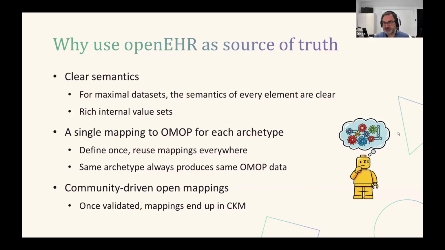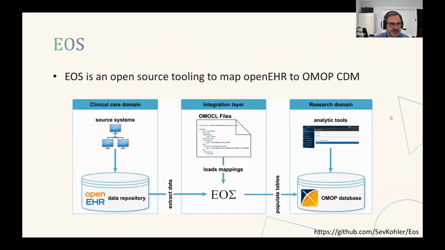And this will mean that this archetype data will always provide the same OMOP data, and that's an improvement. And again, these mappings are proposed right now, but once we validate them in the openEHR CKM, you will get the openEHR archetype, the OMOP mapping, and the FHIR mapping. Every mapping should be available in the CKM too, so it's easy to reuse them.